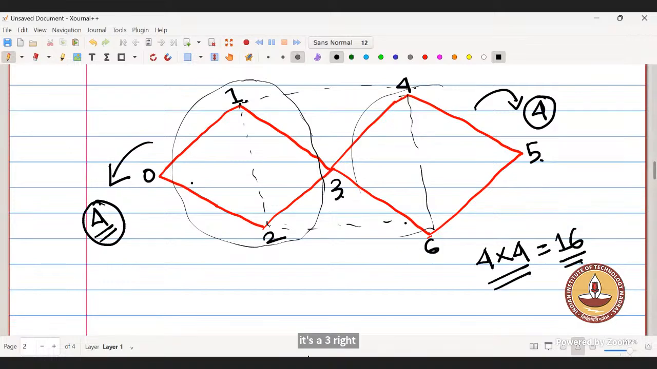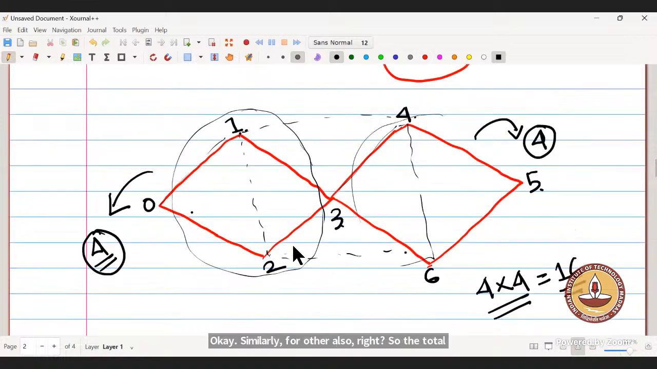Here you have 4 choices, and on this side you have 4 choices. You can remove 0, 1 and 3, 4; 0, 1, 3, 6; 0, 1, 6, 5; 0, 1, 4, 5. Similarly for the other side. So the total number of possible choices is 4 times 4, which is 16. Okay, got it, sir.